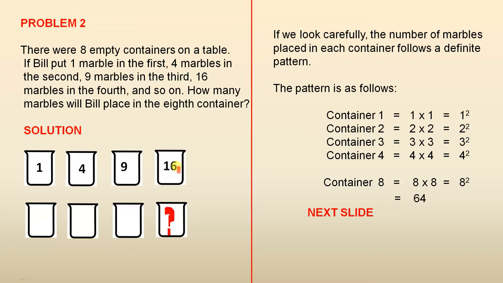And the fourth container has 4 times 4, which is 4 squared. So basically, whatever the number of the container is, you just square that number. So for container 8, we will have 8 times 8. Which is 8 squared, which is 64. So there are 64 marbles in container 8, just following the pattern.